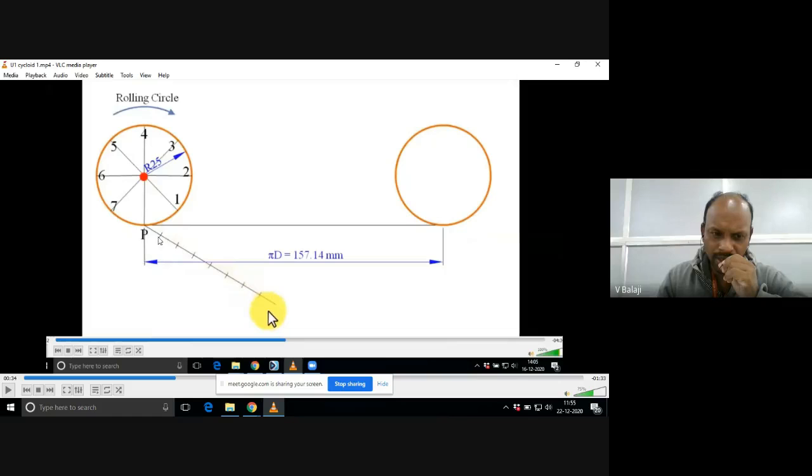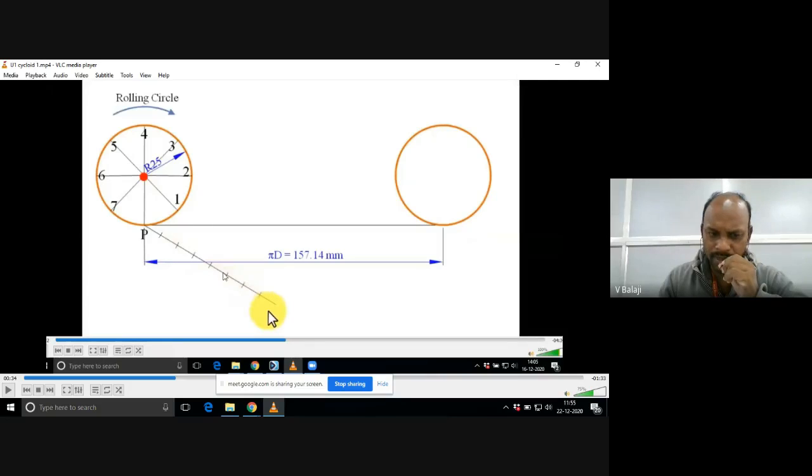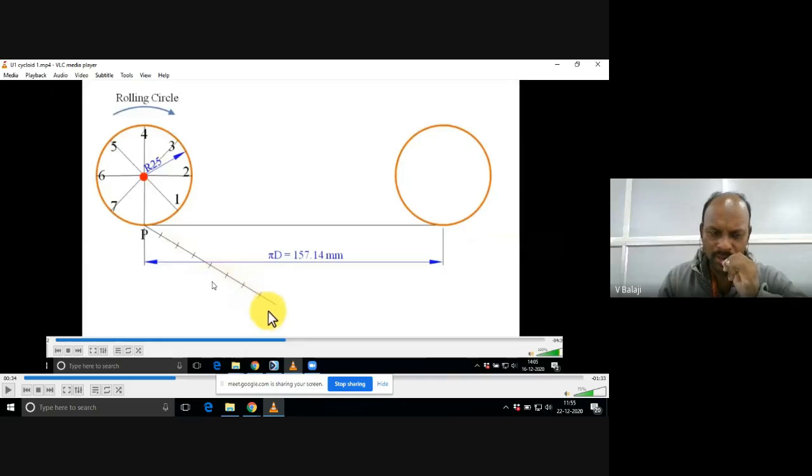How many arcs do I need to draw on this line? Sir, those circles we have to draw with HB pencil, right? Those things I will tell you later at the end of the problem. And after drawing all these arcs, join the last arc to the end of the line, pi d.